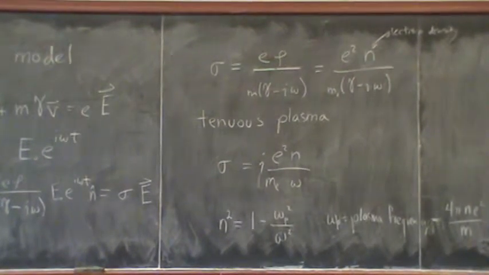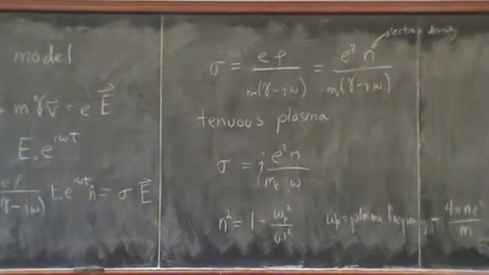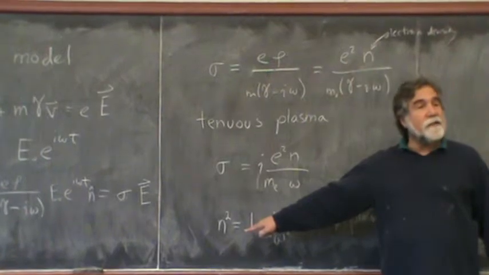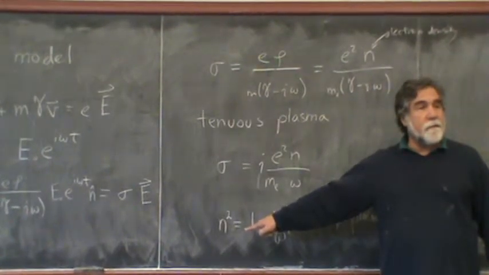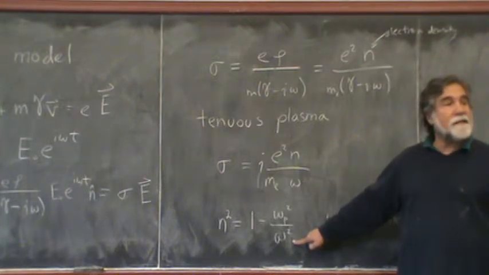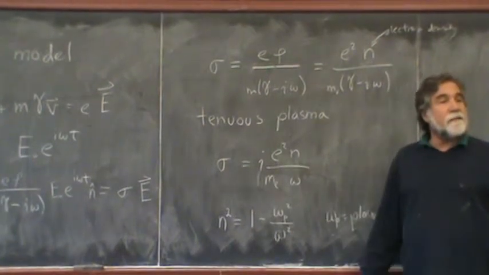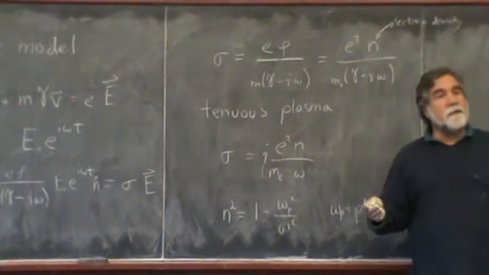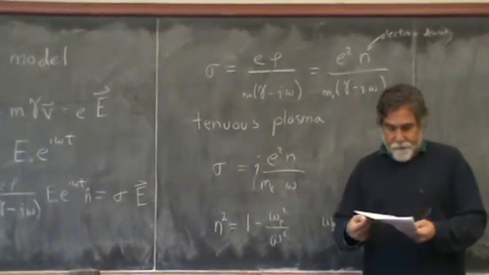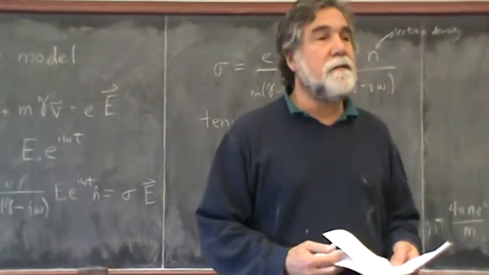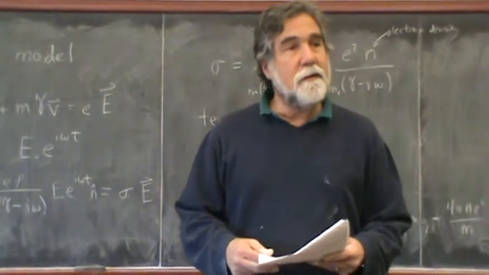And above the plasma frequency, so if omega is greater than omega p, then the index of refraction is real. Below the plasma frequency, omega less than omega p, the index of refraction is purely imaginary. So it goes from real to imaginary. Below the plasma frequency, yes. Oh, an unrelated, or semi-related question.